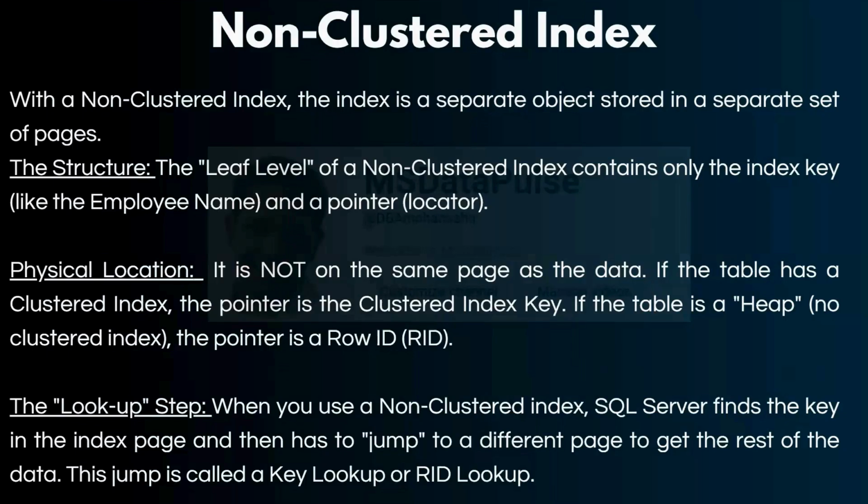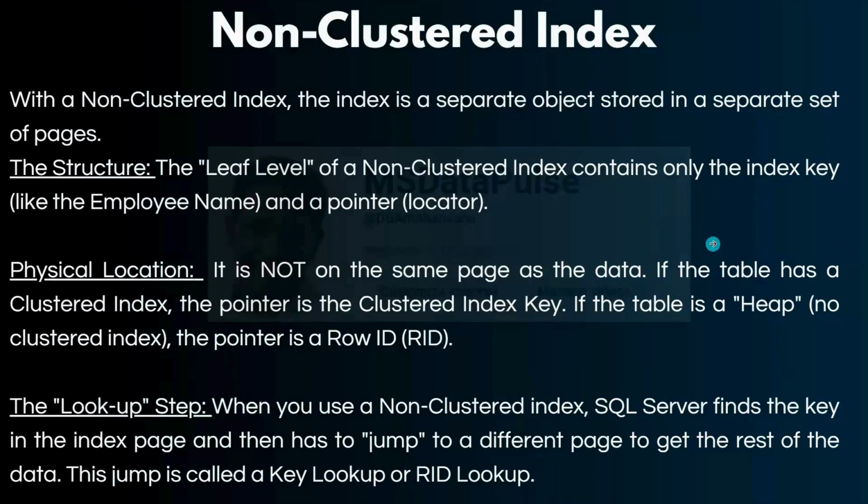So that pointer, or that row locator, will either be a clustered key if your table has a clustered index, or it will be a row ID if your table is a heap. I will explain it in some time. As we know, that physical location is not on the same page as the data. If the table has a clustered index, the pointer is the clustered index key. If the table is a heap, then the pointer is a row ID. Yeah, that we have already discussed.